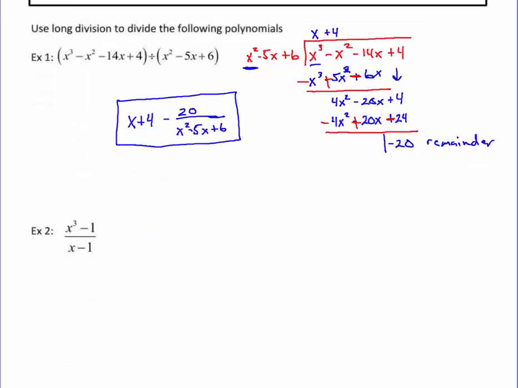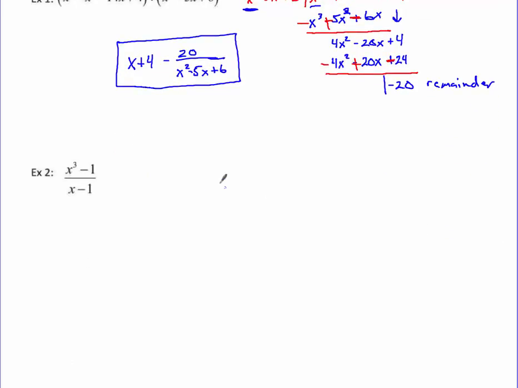So let's check out the next one. I got a feeling it's going to go a little smoother. All right, so we're going to do x cubed plus 0x squared plus 0x minus 1. And we're going to divide that by x minus 1. Okay, notice x cubed minus 1 doesn't have an x squared and it doesn't have an x, so I had to put in the 0x squared and the 0x. Those are placeholders. If you don't put those in, this doesn't work.